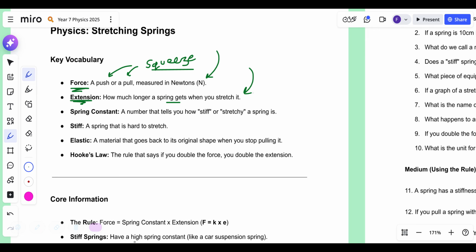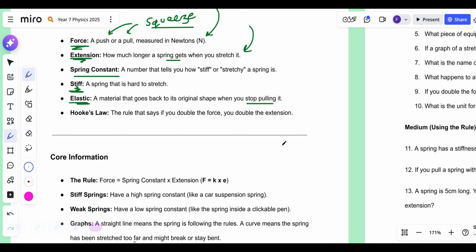You have something called the spring constant. It tells you how stiff or stretchy a spring is. The stiffer the spring, the bigger the value. And then we talk about springs being stiff. Well, what do I mean by that? Well, if you get a big metal spring, it's really hard to squish it or stretch it. Now, elastic, we talked about that last week. It's a material, like an elastic band, that goes back to its original shape when you stop pulling it.